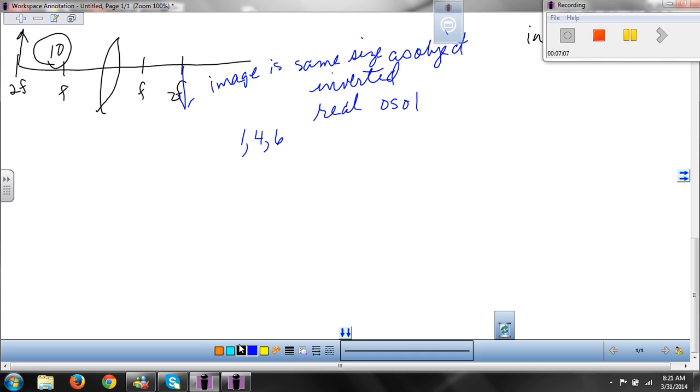Number 11 is an image that's described for us, and I'm looking for the image of a real object that is formed by a diverging lens. Well, a diverging lens is this. It only has one case. It always makes it smaller, makes it virtual, and makes it upright. So that's going to be numbers 2, 3, and 5.